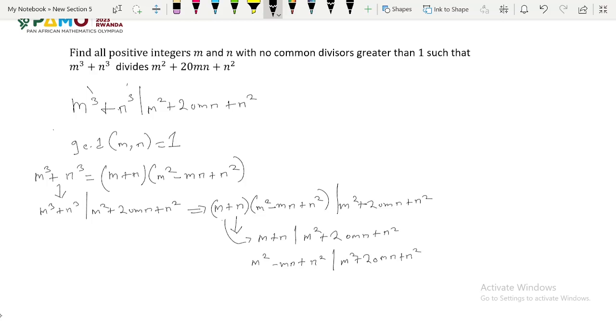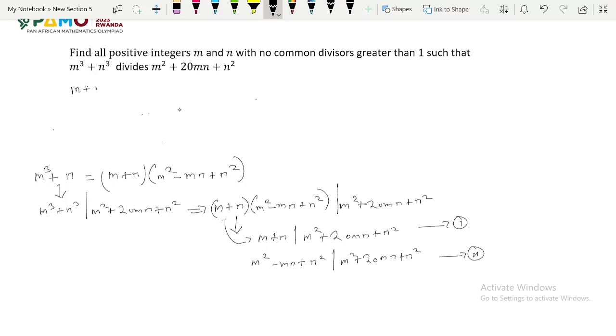So at this point I would say let's use some modulo techniques now. Let's try something here. We can call this 1 and 2, right? So from 1, we know that m plus n is equivalent to 0 in mod m plus n, you know what modulo means, right? So I can bring this here, so that this means that m is equivalent to minus n in mod m plus n.